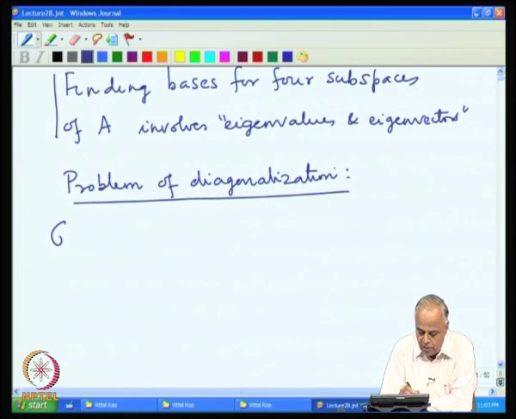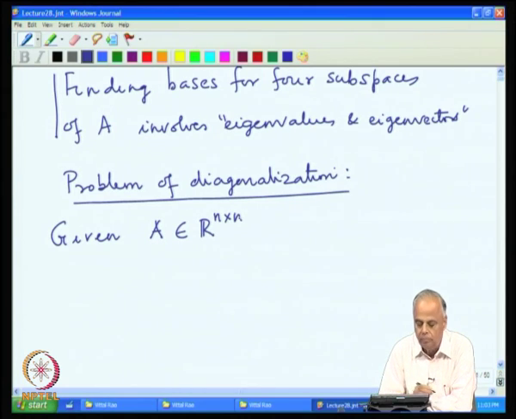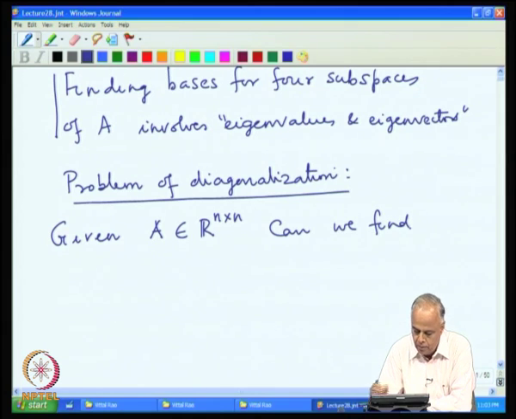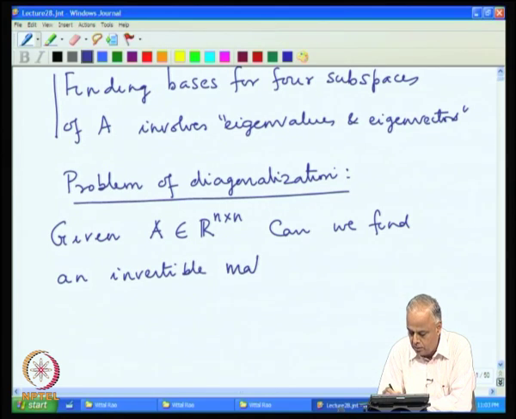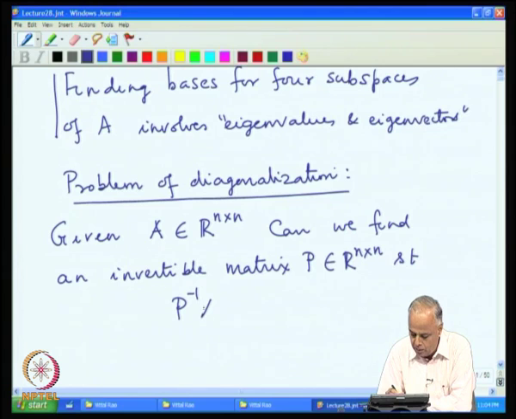The problem is, given a matrix A which is real n by n, can we find an invertible matrix P such that P inverse A P is a diagonal matrix.